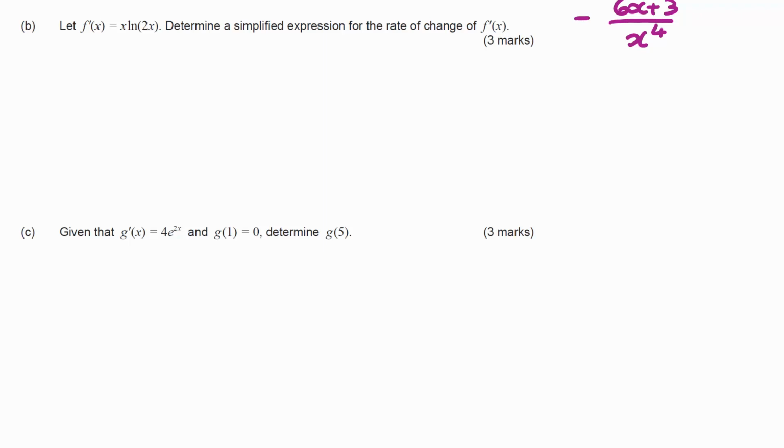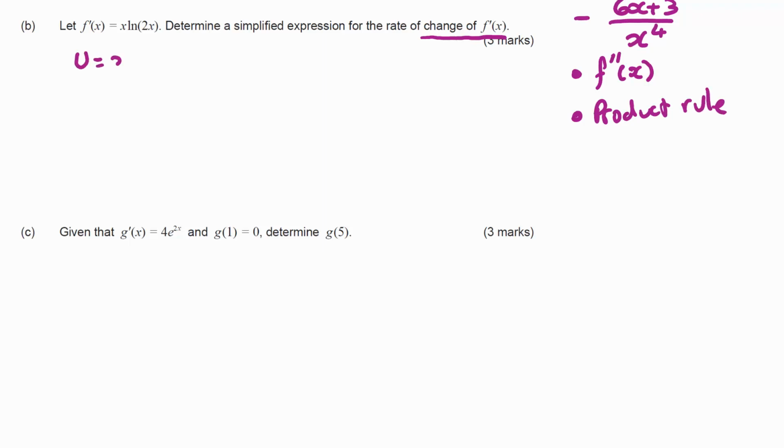Let f dashed x equal x log 2x. Determine a simplified expression for the rate of change of f dashed x. So here, what we want to spot is that the second differential will be the rate of change of the first differential. So once again, we need to differentiate. This time it's going to be the product rule.